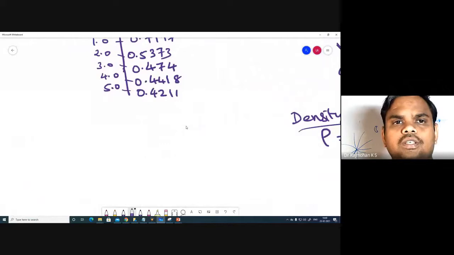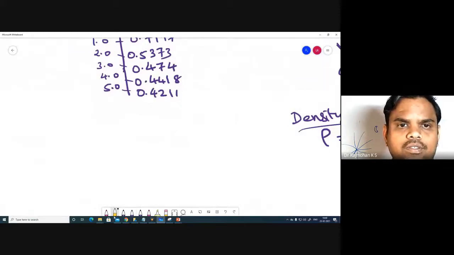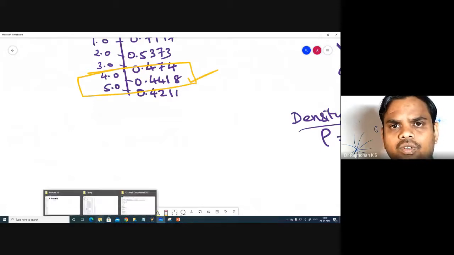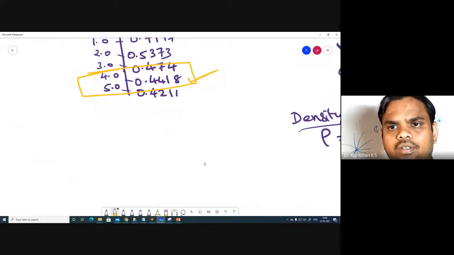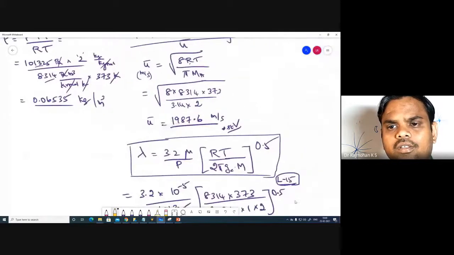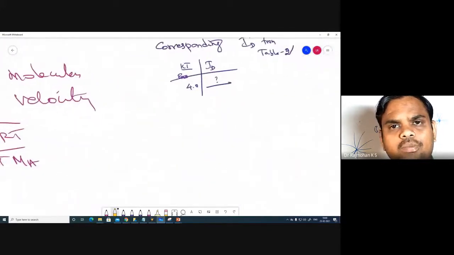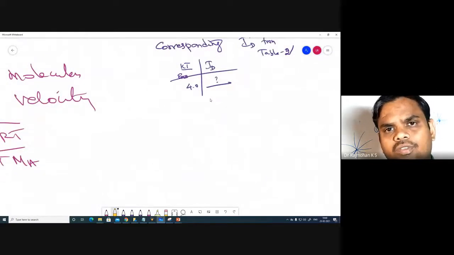So you can see that clearly. For 4, what is the corresponding value? Okay, 0.4418. So that is what we have to take from table 2. For any material you have to take the corresponding value. This is for any material only.